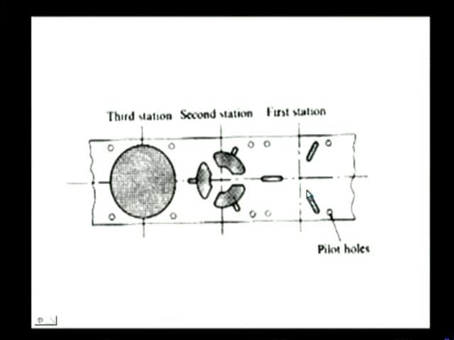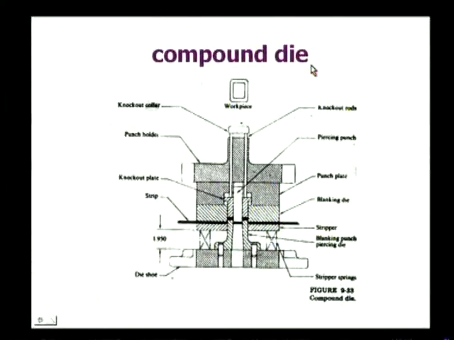Here the three operations are carried out sequentially by using this progressive die, which is very advantageous. So like this, for special applications, progressive dies will be designed to carry out different operations successfully. And compound die. Compound die is also used to manufacture components by performing two operations at a time, that is blanking operation and piercing operation.